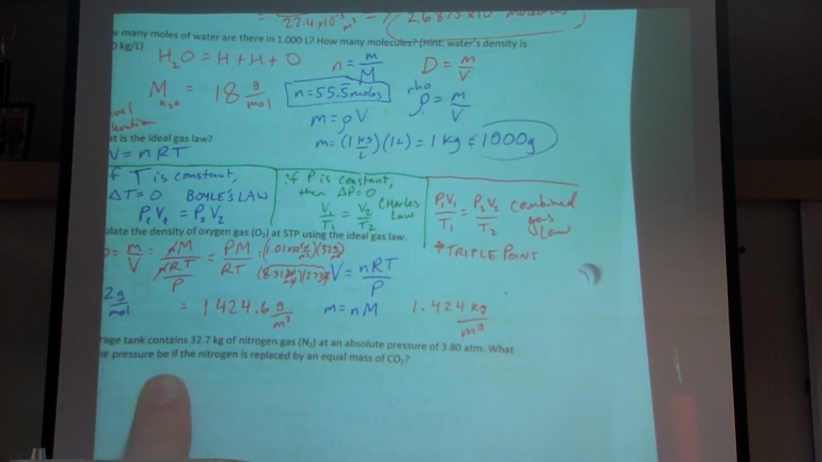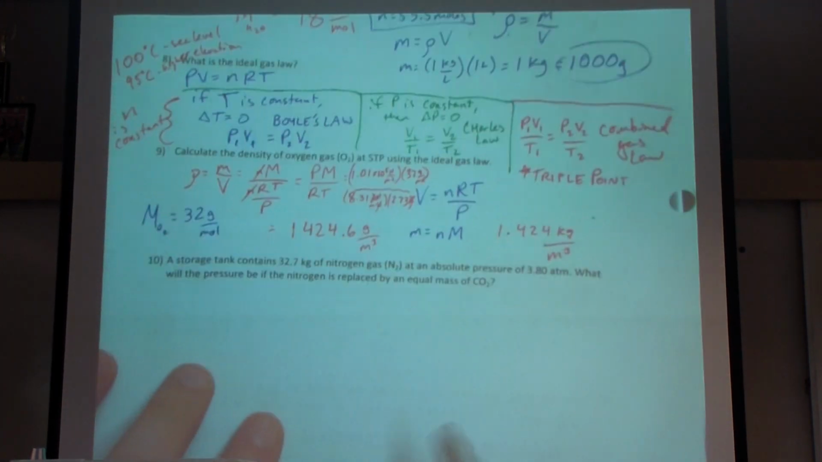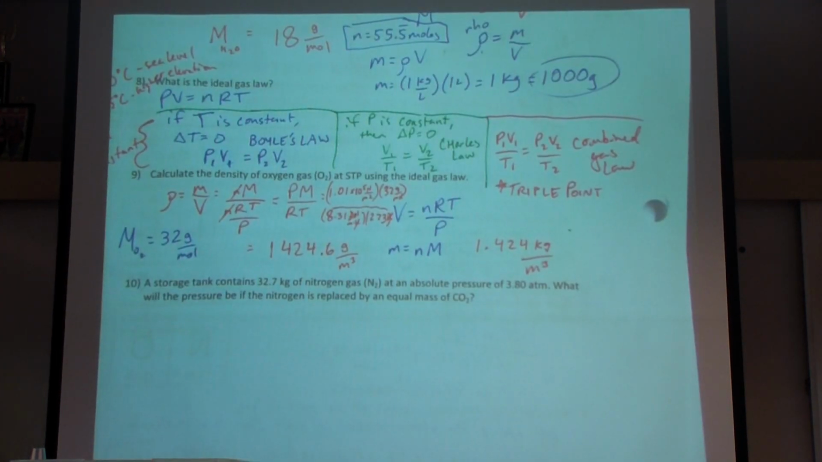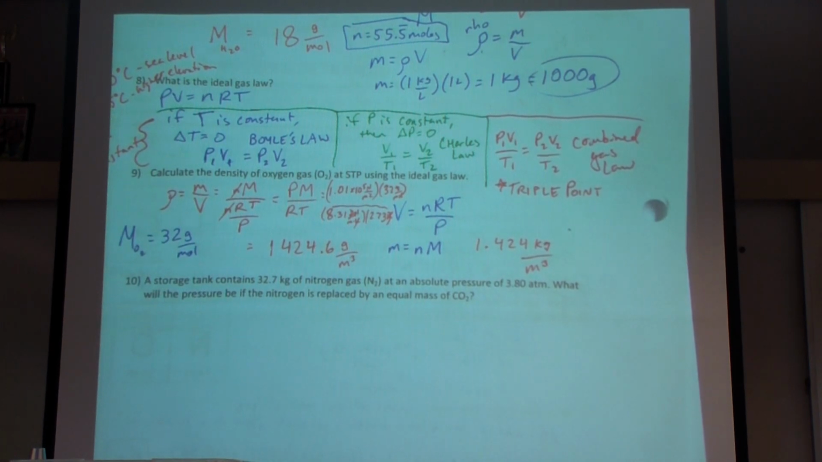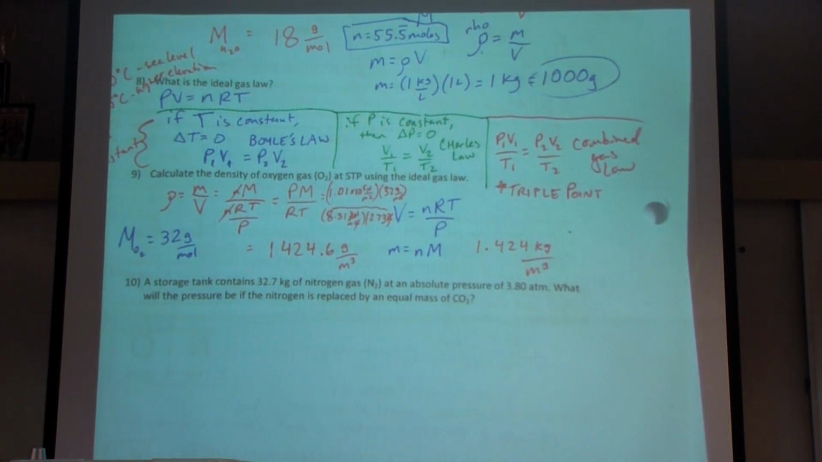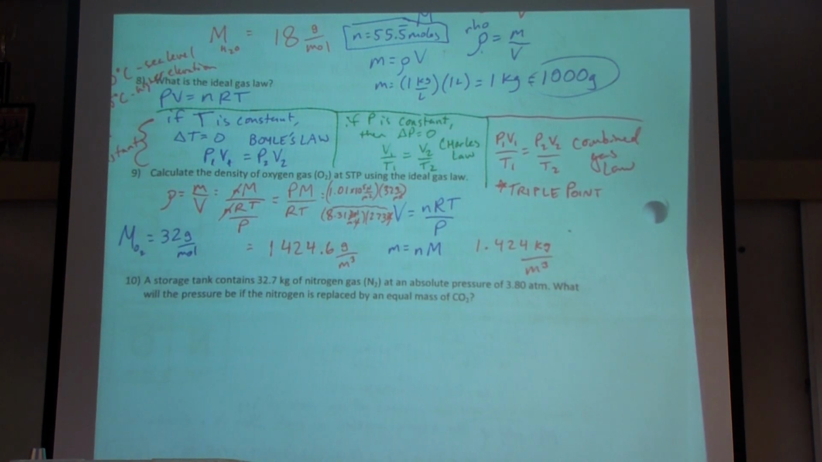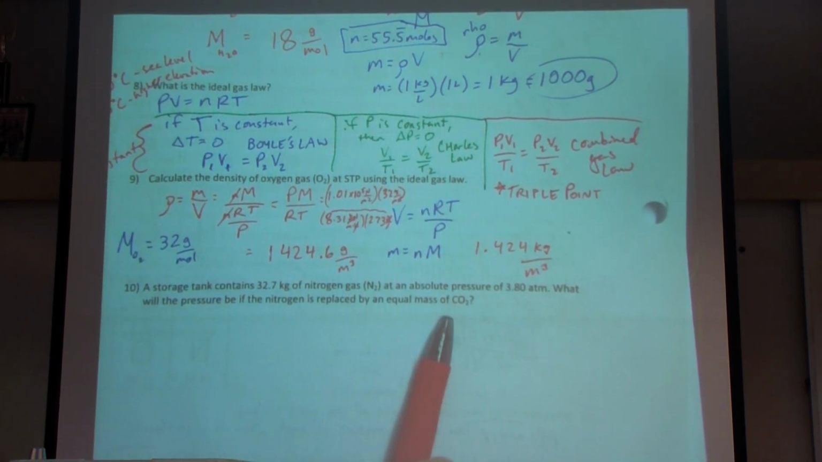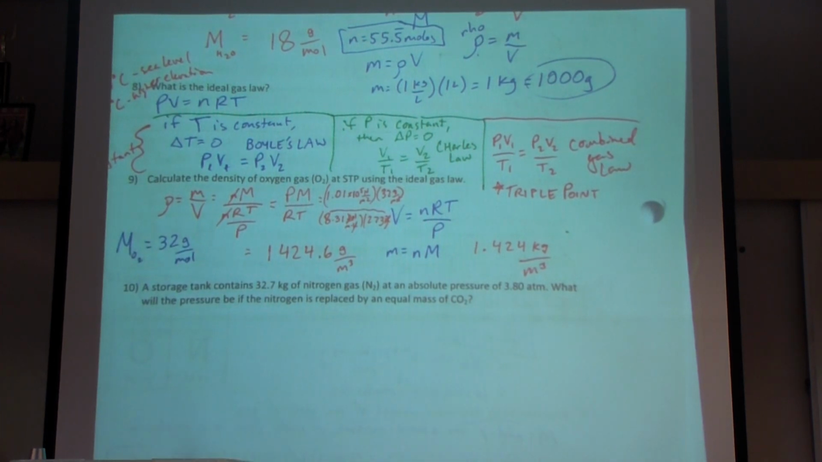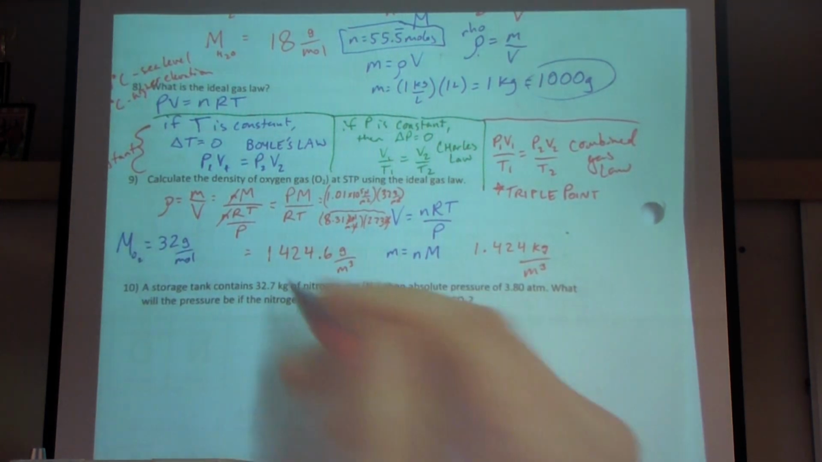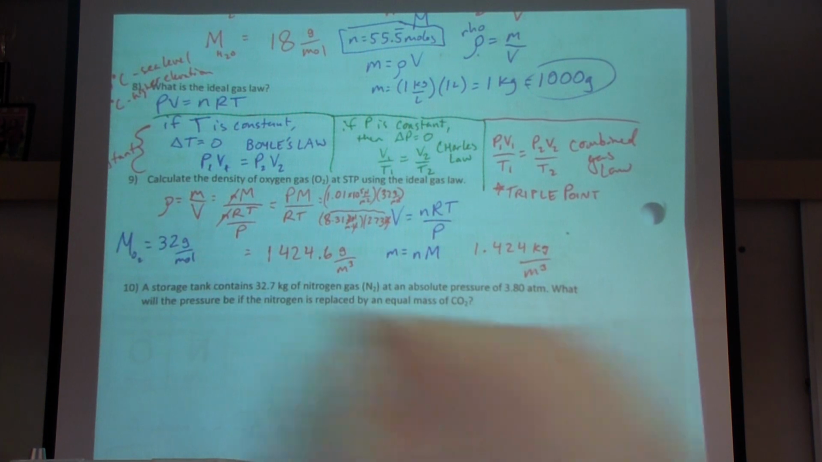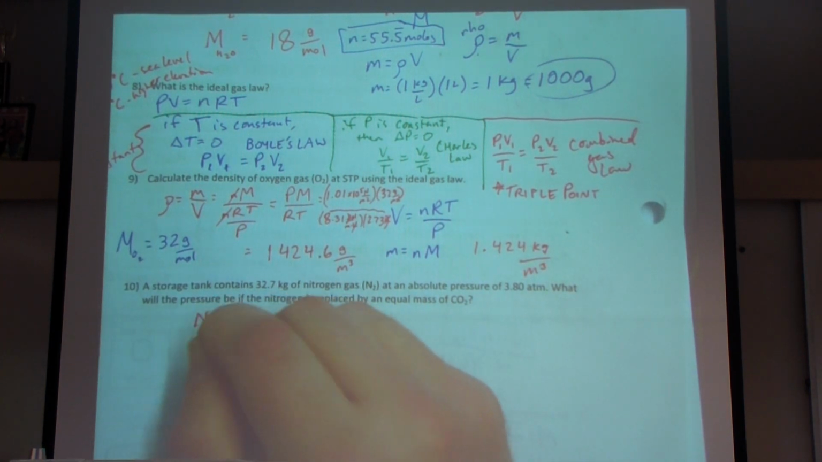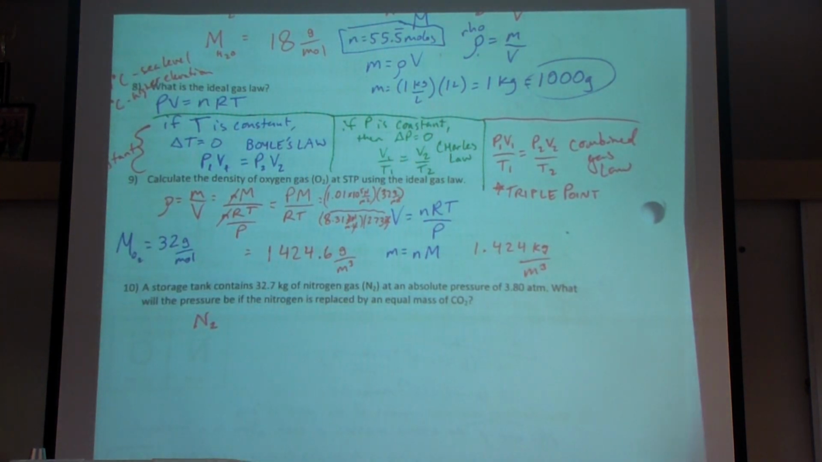Okay, try this one. A storage tank contains 32.7 kilograms of nitrogen gas at an absolute pressure of 3.8 atmospheres. What will be the pressure if the nitrogen is replaced by an equal mass of CO2? So what we're going to do here is use the ideal gas law twice. First let's use the ideal gas law for N2, and then we're going to use it again for CO2.